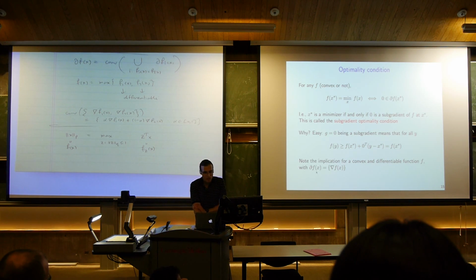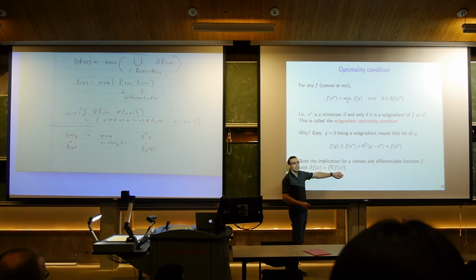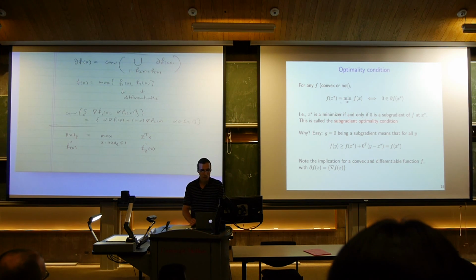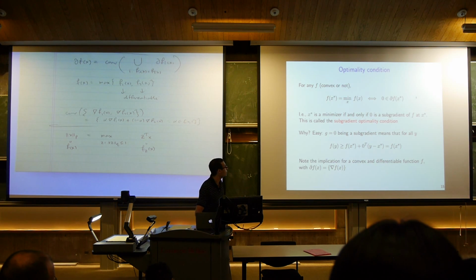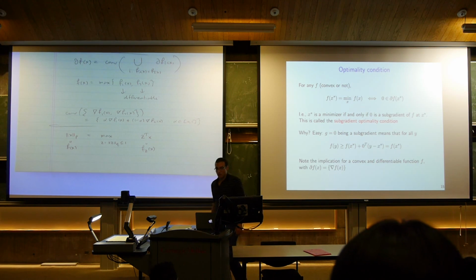Let's just jump down to the bottom. Let's note the implication for a convex and differentiable function. In such a case, the subdifferential is just a set containing the gradient, right? So we're saying that you've minimized a convex differentiable function if and only if the gradient is 0. This only has one element when f is convex and differentiable. So that gives you back the usual rule that you know about. Okay, let's prove it now. Just one line.